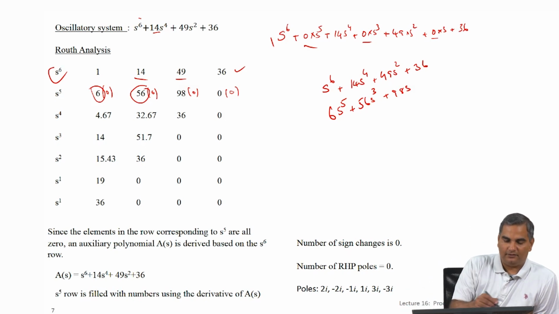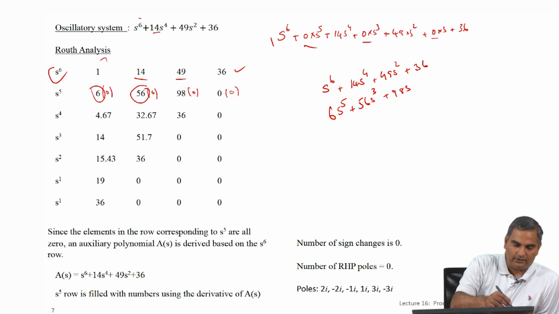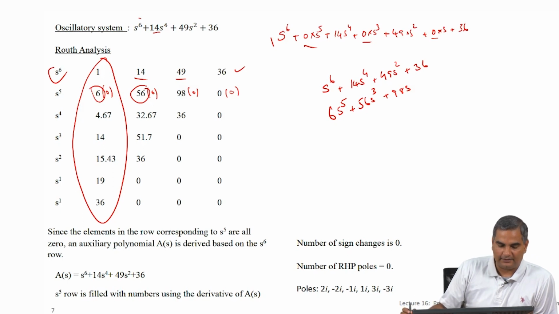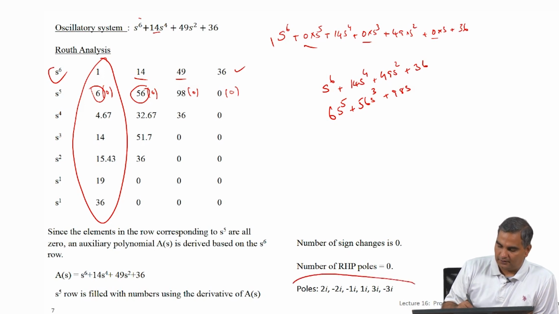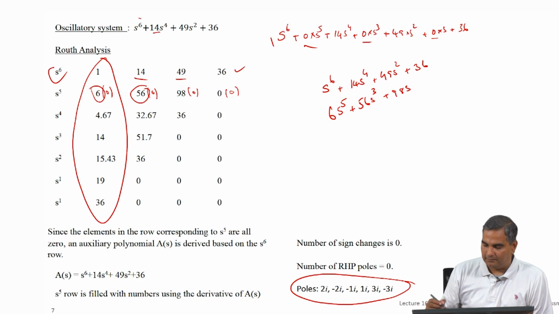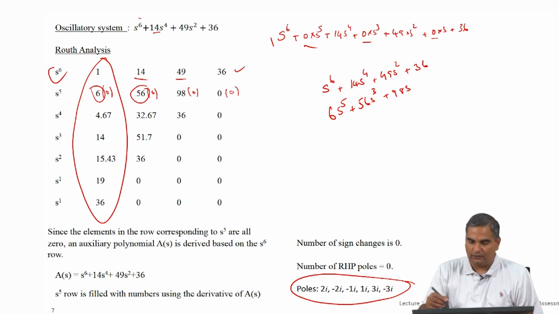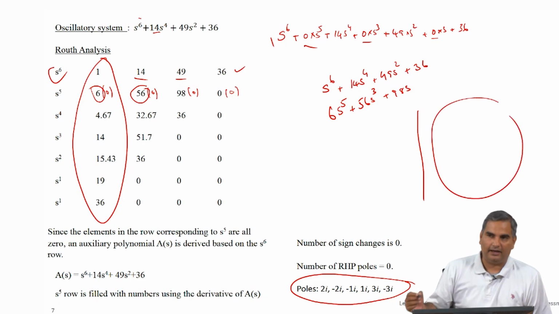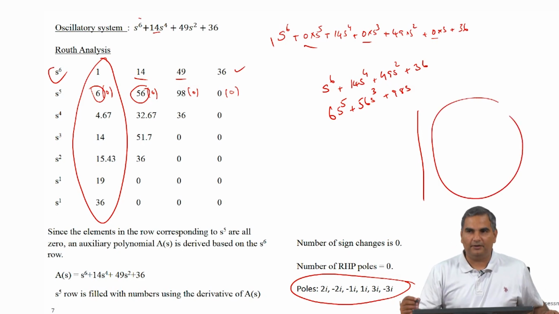Once I have this, I follow the same process that I have shown you, and I look at the first column and see that the first column has no sign changes. So, there are no roots in the RHP. However, because of this 0, I know that there are roots on the imaginary axis, and in fact it turns out the roots are 2i, minus 2i, i, minus i, 3i, minus 3i. So, you see all the roots are on the imaginary axis, none of them in the RHP, which is again guaranteed using the root stability table.